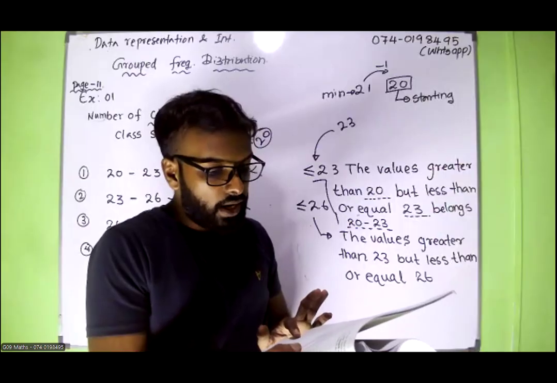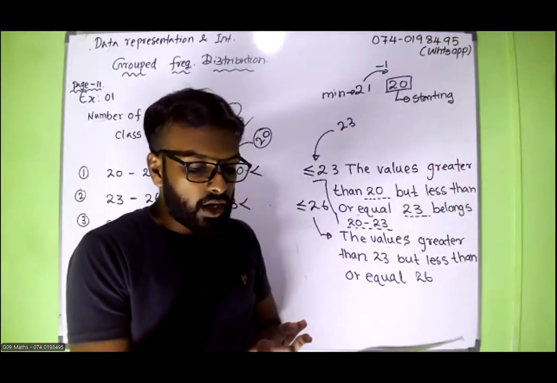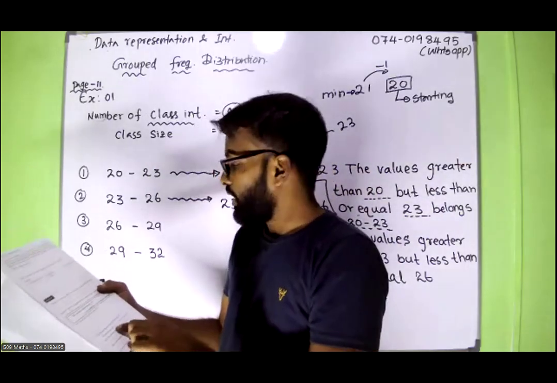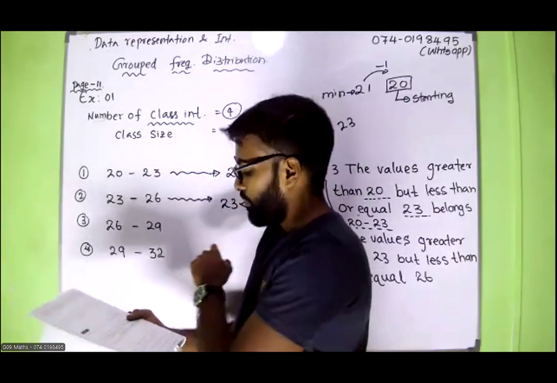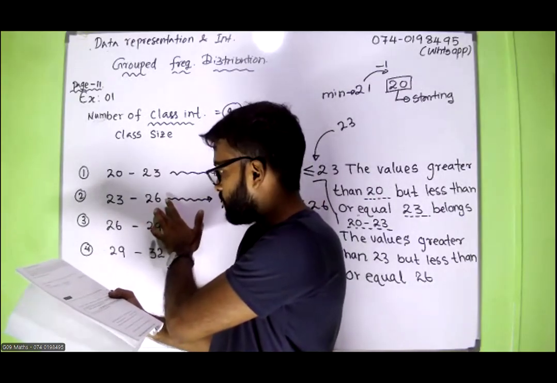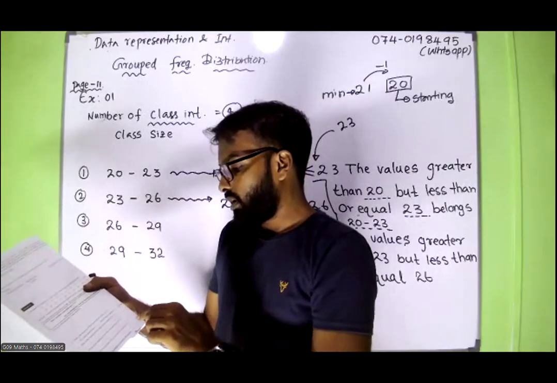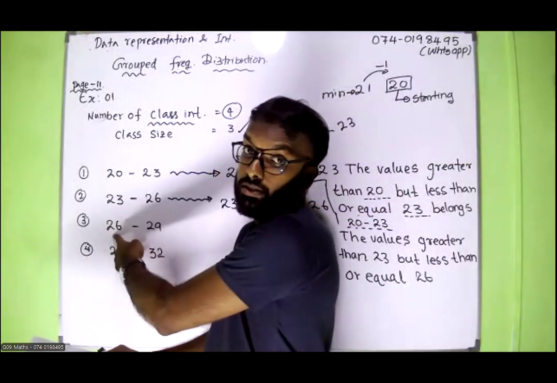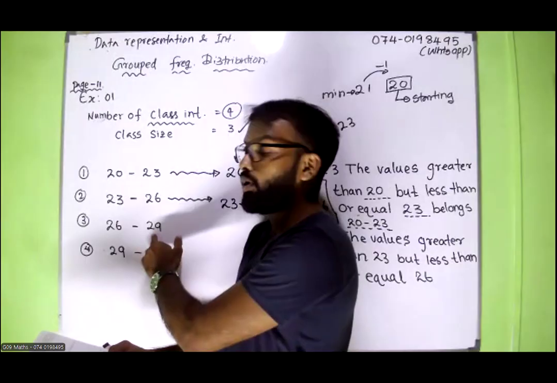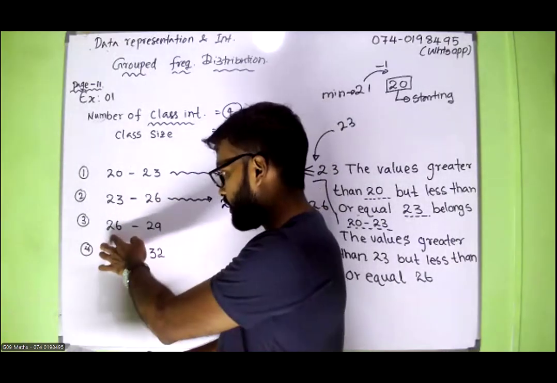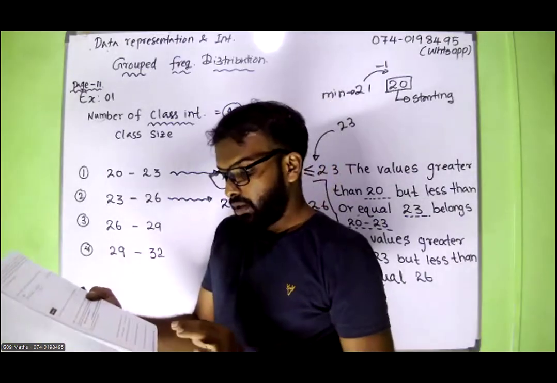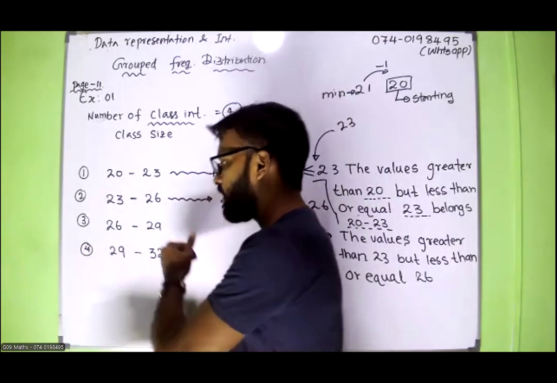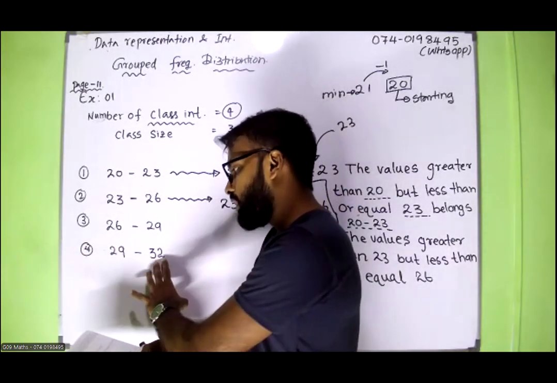The values greater than 20 but less than or equal to 23 belong in 20 to 23. The values greater than 23 but less than or equal to 26 belong in 23 to 26. The values greater than 26 but less than or equal to 29 belong in the 26 to 29 class interval. Then the last one, the values greater than 29 but less than or equal to 32 belong in 29 to 32.